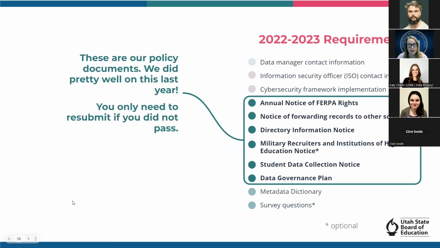So the policy documents we did really, really great on last year. We were 90% or above in all of these areas. So fantastic work. Again, you only need to resubmit this if you did not pass. It's still worth it to check in with your LEA or on your website to make sure that you have all these documents in place, but you don't need to do anything to submit if you passed last year.